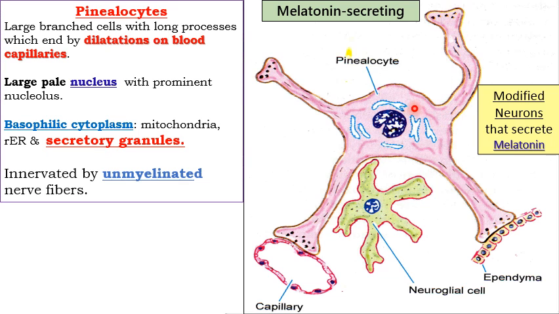Pinealocytes are large branched cells with long processes which end by dilatation on blood capillaries. They have a large pale nucleus with a prominent nucleolus as active secreting cells, with basophilic cytoplasm, and by electron microscope have mitochondria, RER, and secretory granules. They are innervated by unmyelinated nerve fibers. Here we have the neuroglial cells or the astrocytes for the support of the pinealocytes.